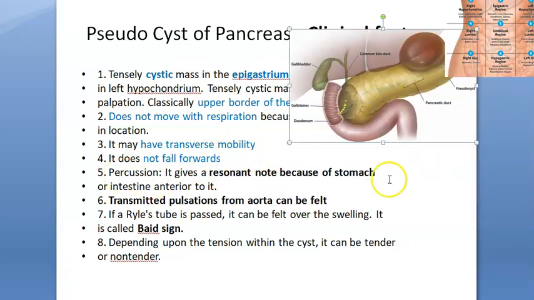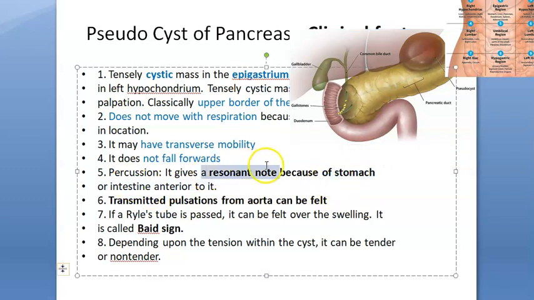Percussion, it will give resonant note because stomach or intestine is anterior to it. So you can feel the mass, but if you percuss, you will get a resonant note. Why? Because where is the air? Air is in the stomach or in the intestine. But this is actually cystic, so it should have fluid and should give dull, but it comes resonant because the stomach or the intestine is anterior to it.